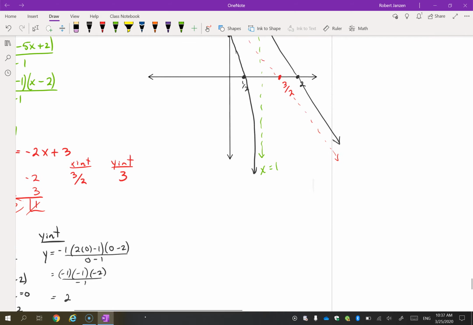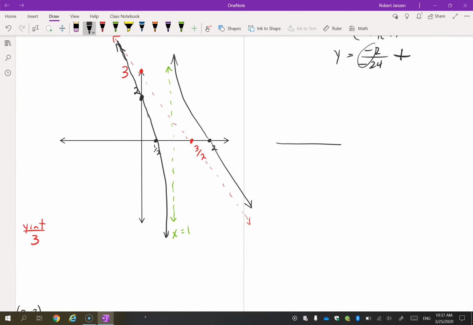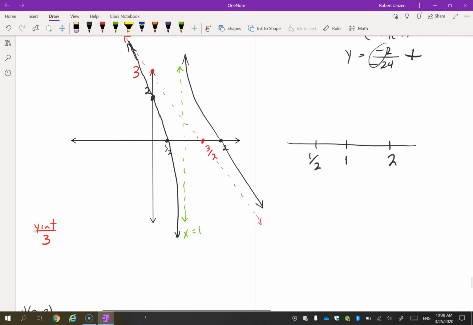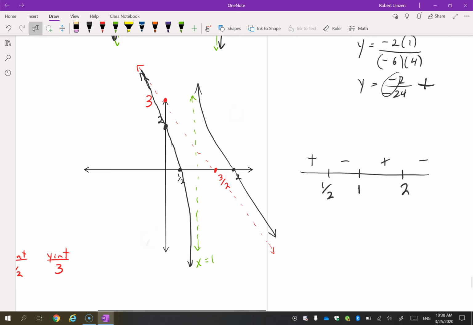If you wanted to do a sign diagram as a check, let's quickly do that. What would be my values? I would put 1/2, I would put 1, and 2. Again, the only things that go on there are the x-intercepts and the vertical asymptote. The oblique asymptote, I don't put 3/2 here. Don't do that. Okay, so quick check. If I look at those values, you're going to get positive, negative, positive, negative. Okay, so there's our next graph.